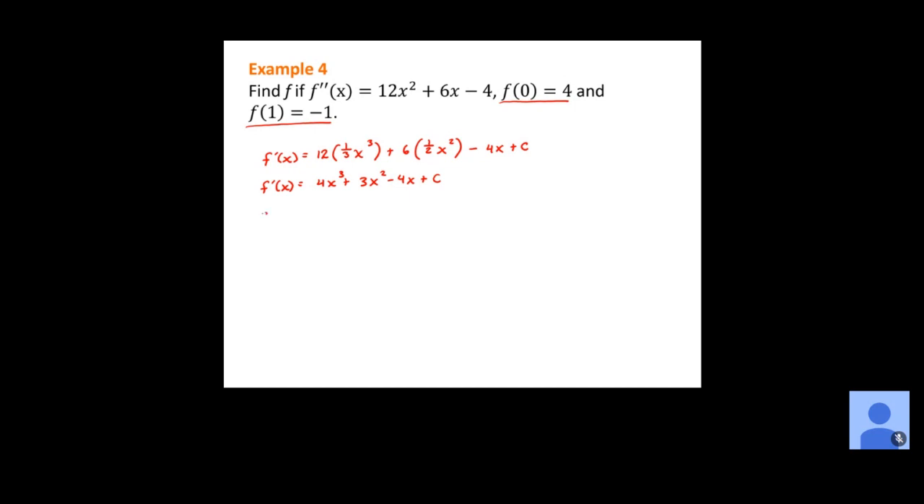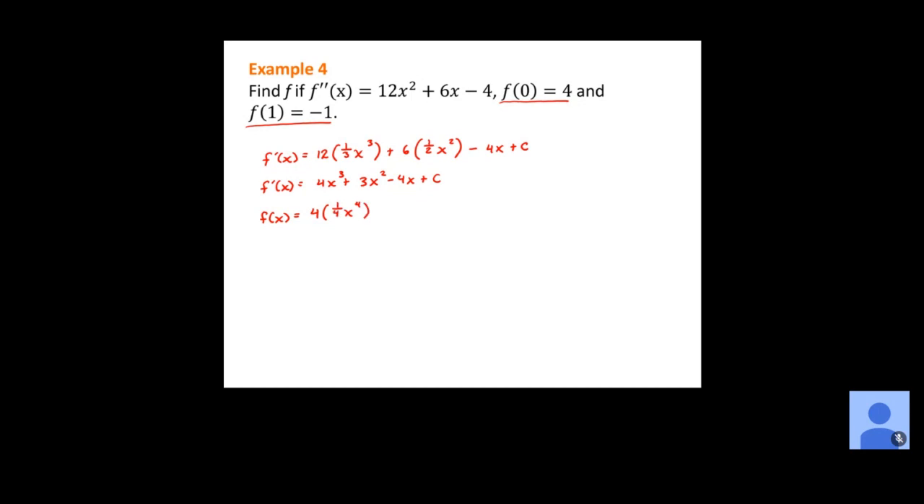Okay, now we can find f, right? So we're going to find the antiderivative of that first derivative to take us back to f. Now, what's that first term going to look like if we do its antiderivative? Okay, so we're going to get x to the fourth. Good. So again, if you need to see the steps, keep the 4, raise the exponent by 1. That's an x to the fourth.